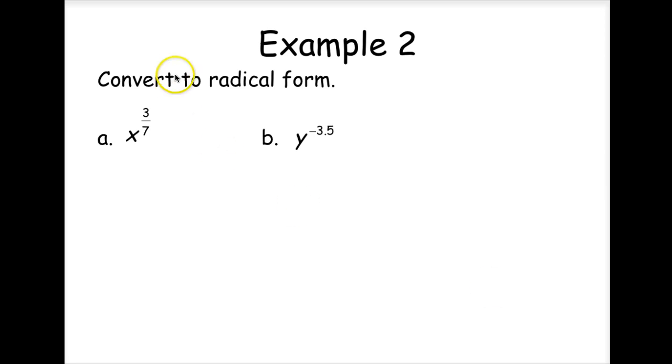We are to convert these to radical form. Remember, the denominator becomes the index, the numerator becomes our exponent. This one's a little different because we've got a decimal. So first of all, we need to change it to a fraction. And we're going to have the square root of y to the 7th.